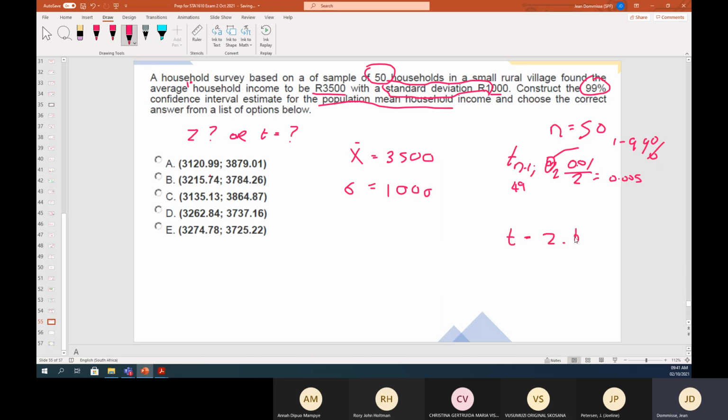So what you will also notice is if you used the 99 from the Z table or from the other table that we have, we would have used 2,58, which is actually very similar. So you will probably see that in one of your options, it will be very close to the other one, because going from 2.58 to 2.68 is not a big jump. So then let's just see the formula that we use.